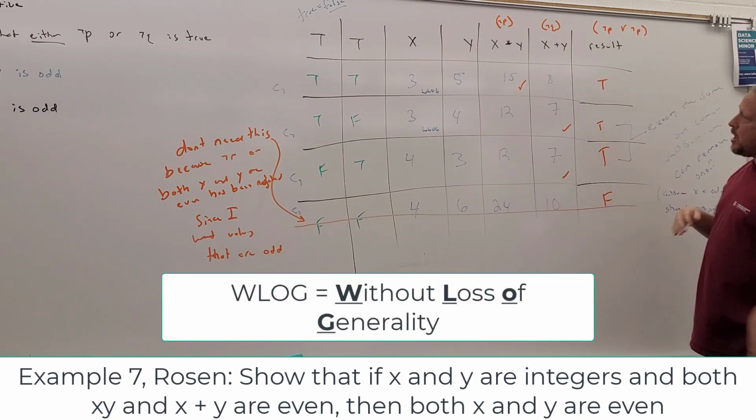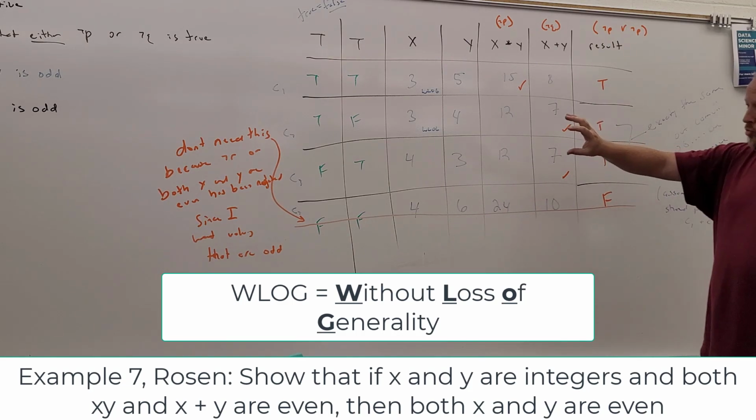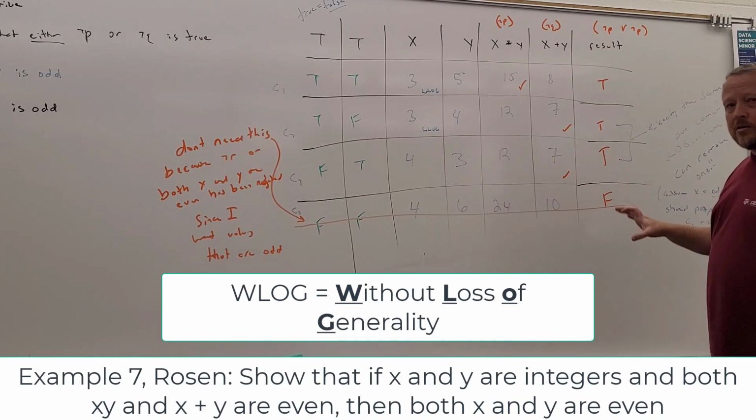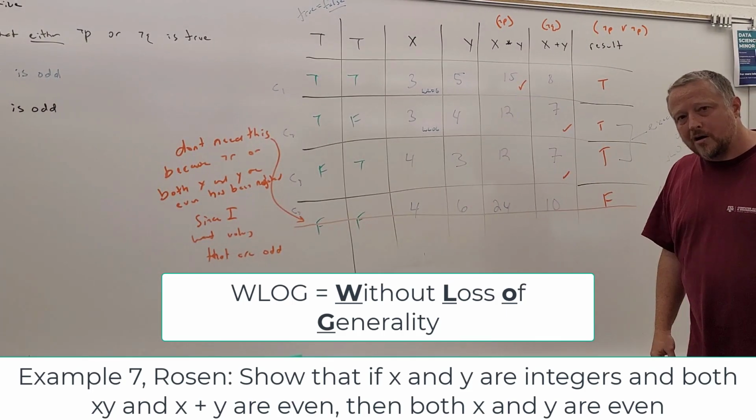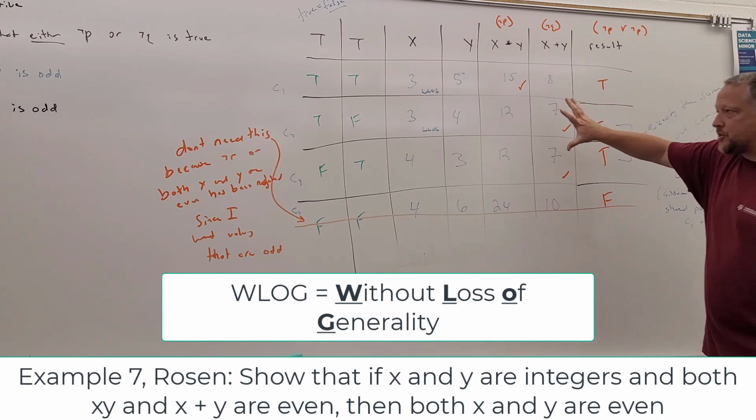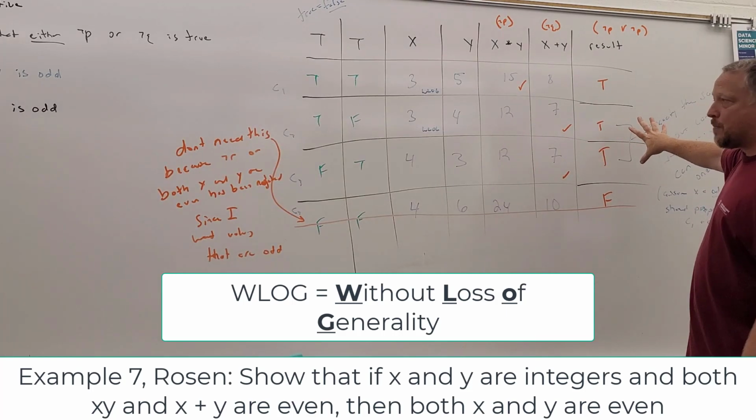Well, here comes our WLOG. As we look at our data, we actually have two rows that are very similar, that came out with the same type of outcome. That's a problem. We don't want to do extra work. So when we have our WLOG, without loss of generality, got that right finally, what we can do is scrunch a couple of things together that have the same output.